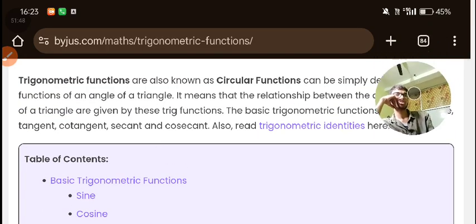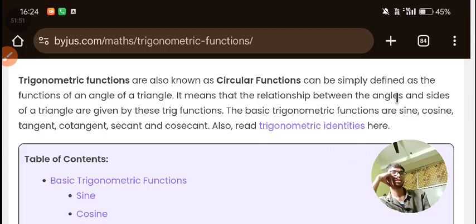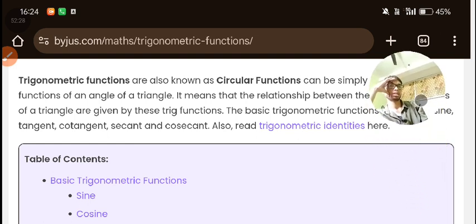Trigonometric functions are also known as circular functions. They can be simply defined as functions of an angle of a triangle. It means that the relationship between the angles and sides of a triangle is given by these trig functions. The basic trigonometric functions are sine, cosine, tangent, cotangent, secant, and cosecant. These are the basic functions. We will see trigonometric identities later.